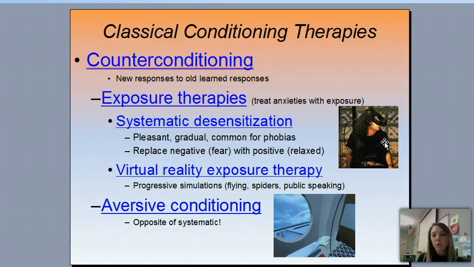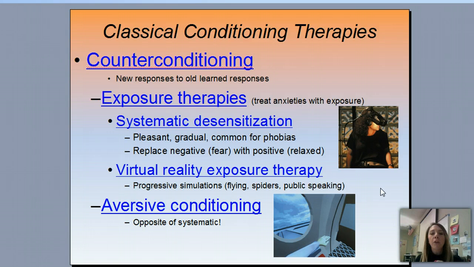So if you look up here, here's a picture of someone with virtual reality exposure therapy. So think that virtual reality, it's kind of like something that's not real. They're watching it happen. But again, I'm trying to teach them how not to be anxious when they're exposed to these things that used to make them anxious. All right? And then aversion conditioning, this is actually the opposite of systematic.